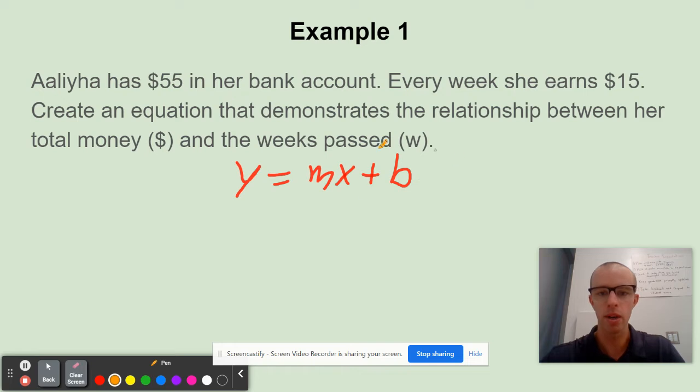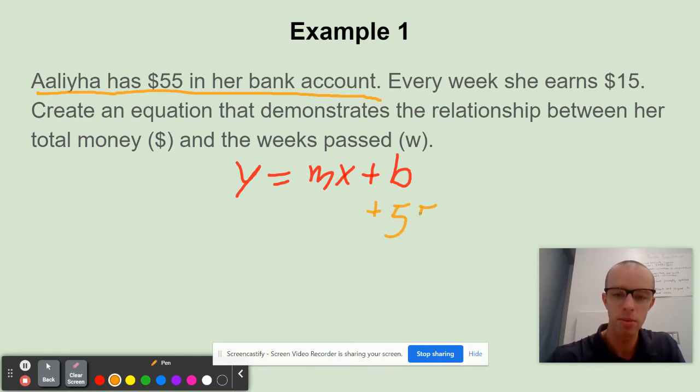And we're going to kind of go through the process here. We need to know what each part of this equation means. This b is the beginning. It's the y-intercept. So how much money does Aaliyah begin with? Well, it tells me in the first sentence. Aaliyah already has $55 in her bank account. So I'm going to start right under the b because it's the beginning. I'm going to write a plus 55 because Aaliyah started with $55.